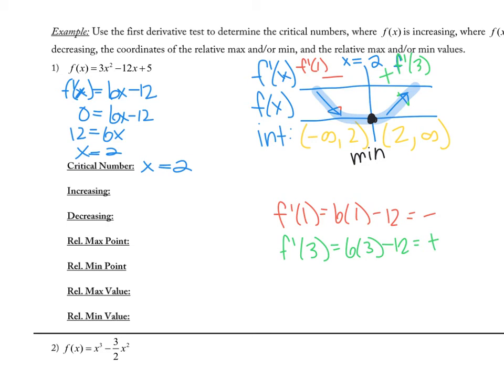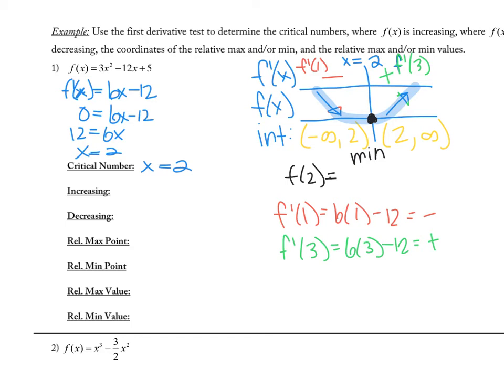So we need to actually find that relative minimum point. Now here's the tricky part. The relative minimums and the maximums are from the original graph, so the original f of x. So when we go to find the minimum or the maximum, we have to plug x back into the original function. So I'm going to do f of 2.